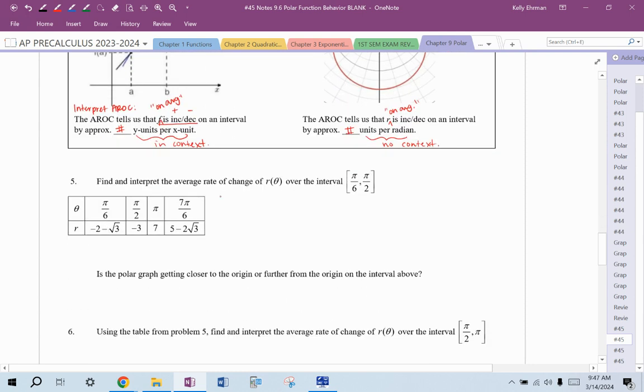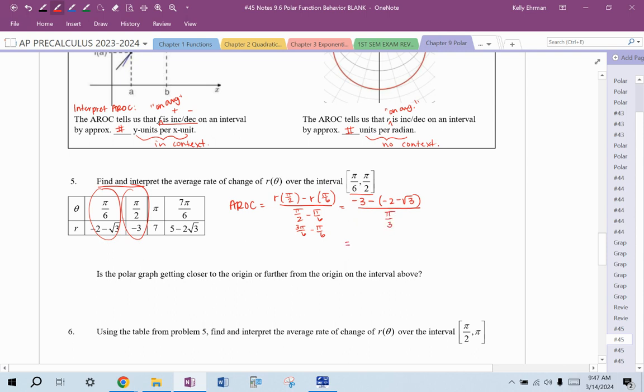All right, so if we have this formula in our brain, average rate of change is pretty easy. So find and interpret the average rate of change over this interval. We're using these 2 points. I like to circle them if I'm given a table. The average rate of change is equal to r of pi over 2 minus r of pi over 6, over pi over 2 minus pi over 6. R of pi over 2 is negative 3 minus this quantity, negative 2 radical 3, all over pi over 2 minus pi over 6. So that's 3 pi over 6 minus pi over 6, so that's 2 pi over 6, which is pi over 3.